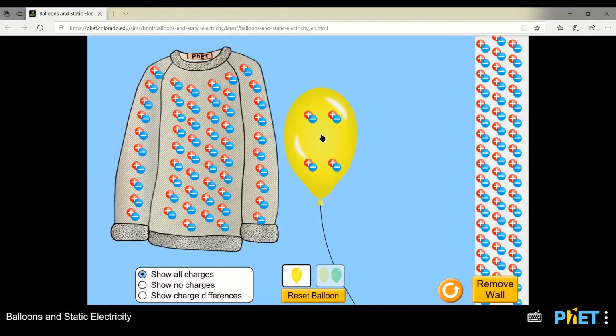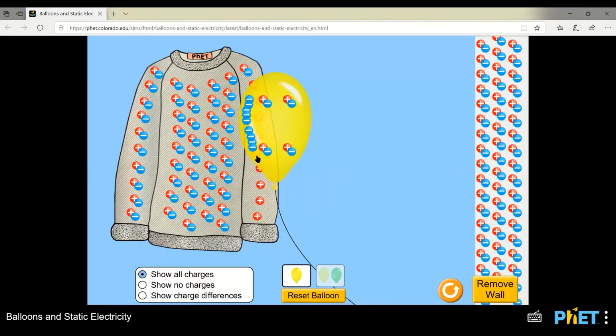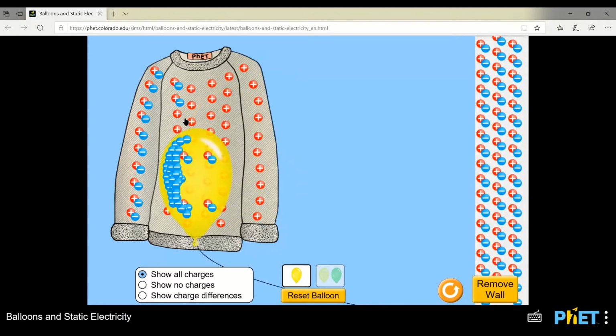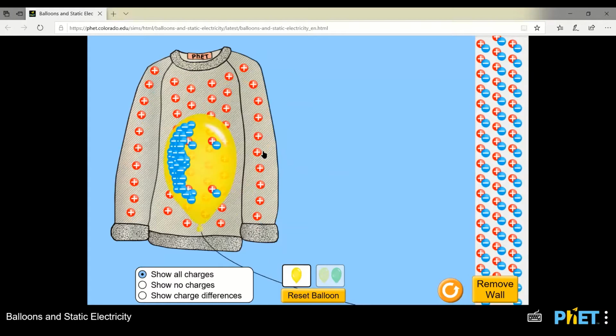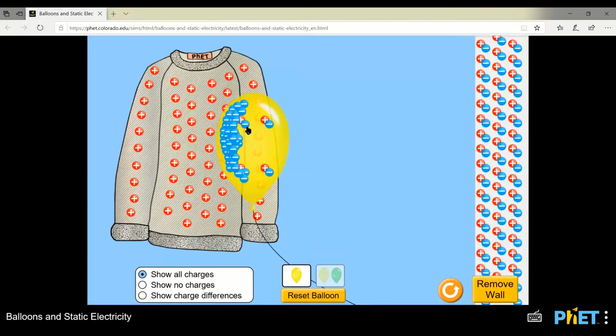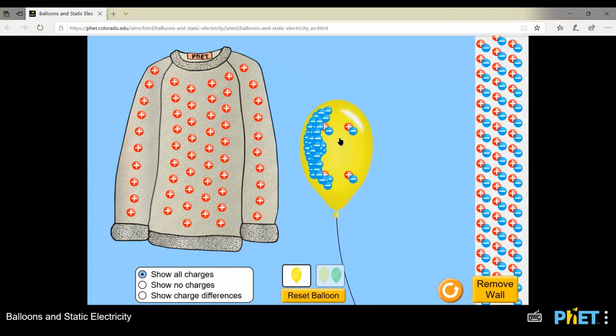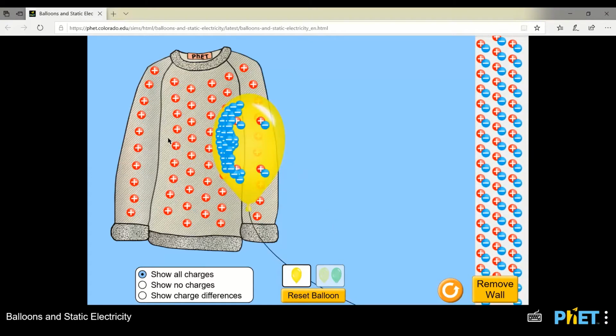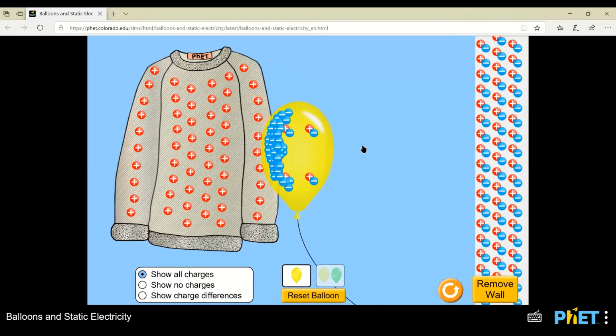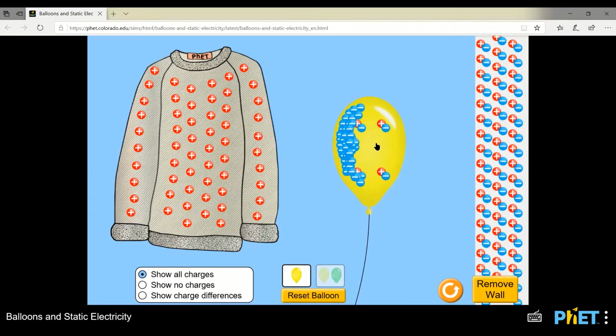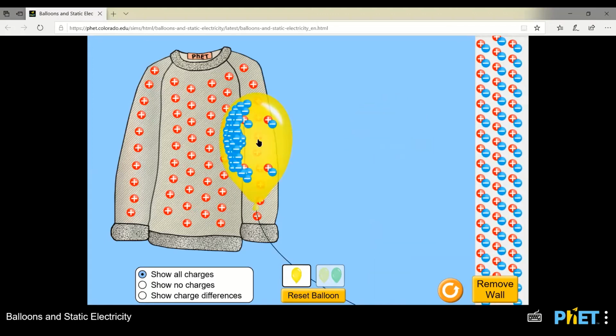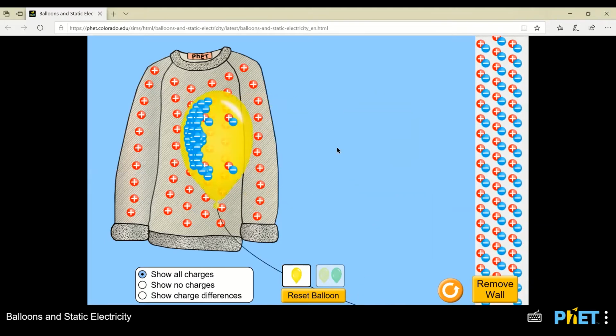Now we got the balloon here. It's got the positive and negative charges. Then we got a piece of cloth here, say a jumper. So when we rub a balloon against a piece of cloth, what we can see, due to friction, the electrons, they will jump from the jumper or a piece of cloth to the balloon. Now, if we move the balloon away from the jumper, what's going to happen? It's going to get attracted towards the jumper again.